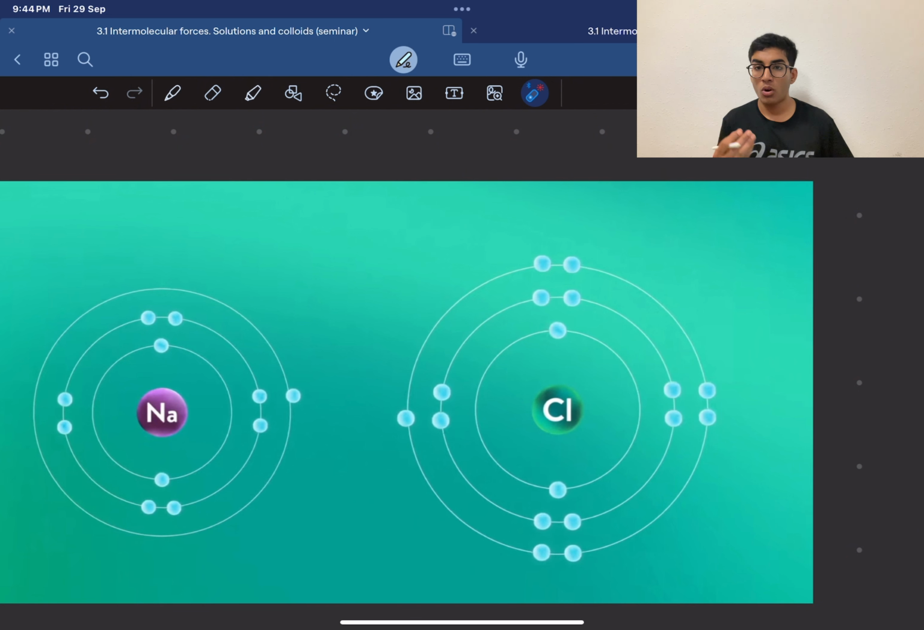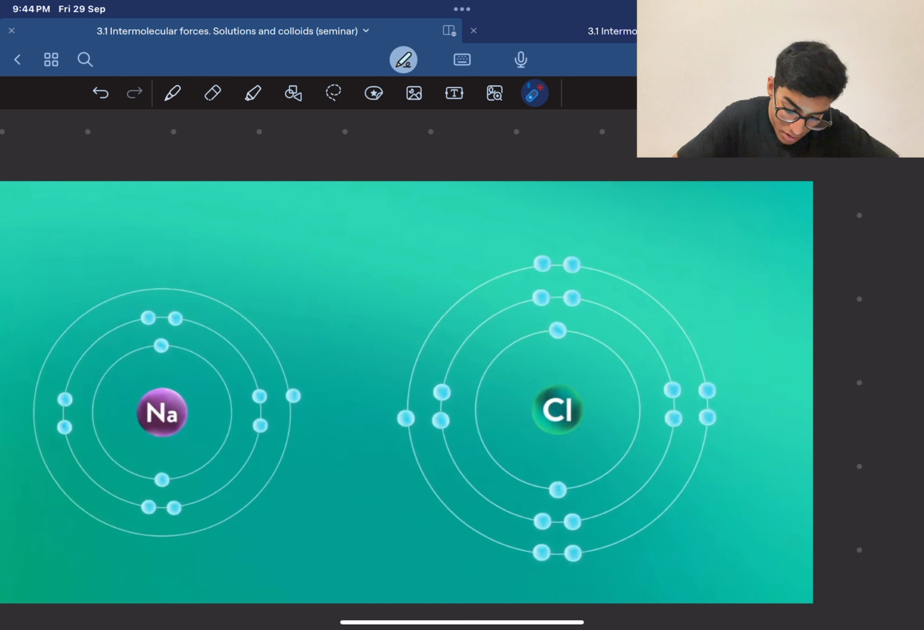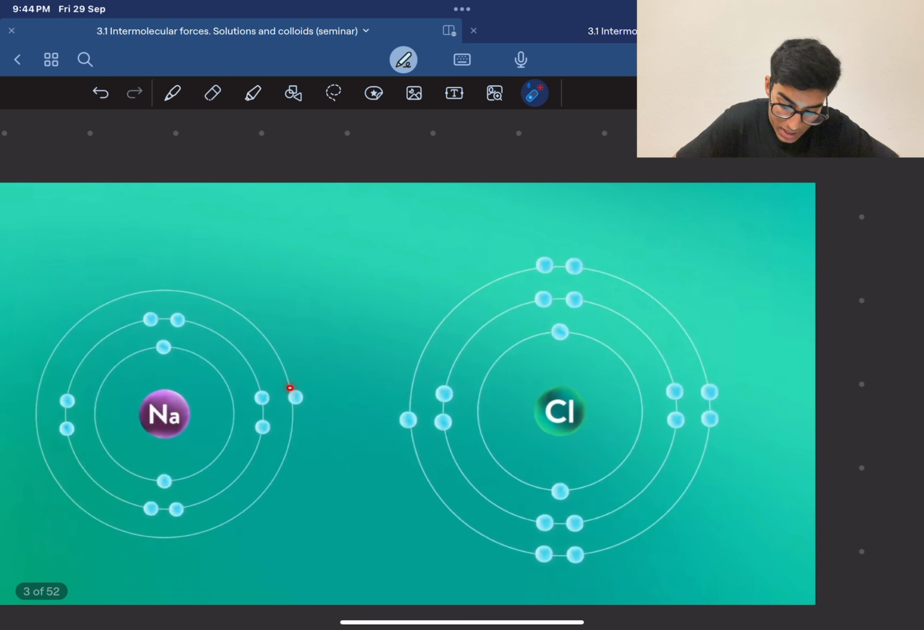Later on, I'm going to explain what the octet rule is in depth, but for now, just understand this. And over here in the sodium atom, we can see the valence shell has one electron. If we remove this electron, the shell before it is complete, and its octet rule is complete. So chlorine wants to gain one electron, and sodium wants to lose one electron. And that's exactly what happens. This electron goes from here to here and joins the chlorine gang.